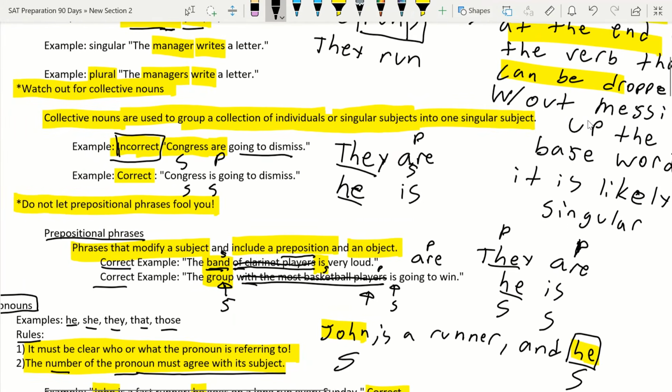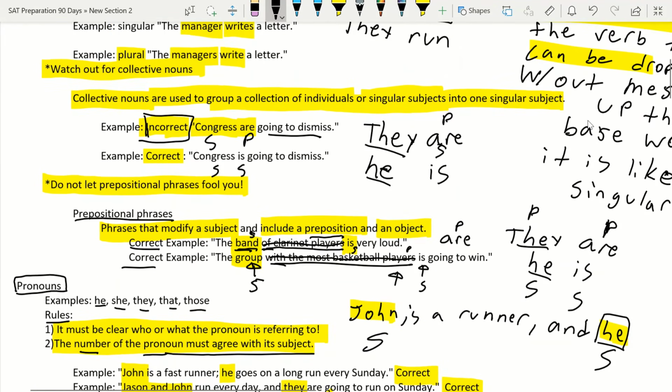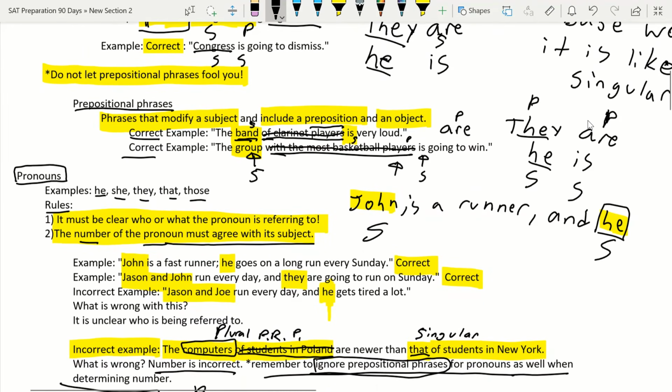All right. Next thing we learned about was collective nouns. Collective nouns can trick you up. Collective nouns are used to group a collection of individuals or singular subjects into one singular subject. The example that we had was Congress, right? Congress is a group of people, but we treat its subject as singular. So our incorrect example is Congress are going to dismiss, because that uses singular Congress with plural are. The correct example would be Congress is going to dismiss, because we have singular Congress and then a singular verb is.